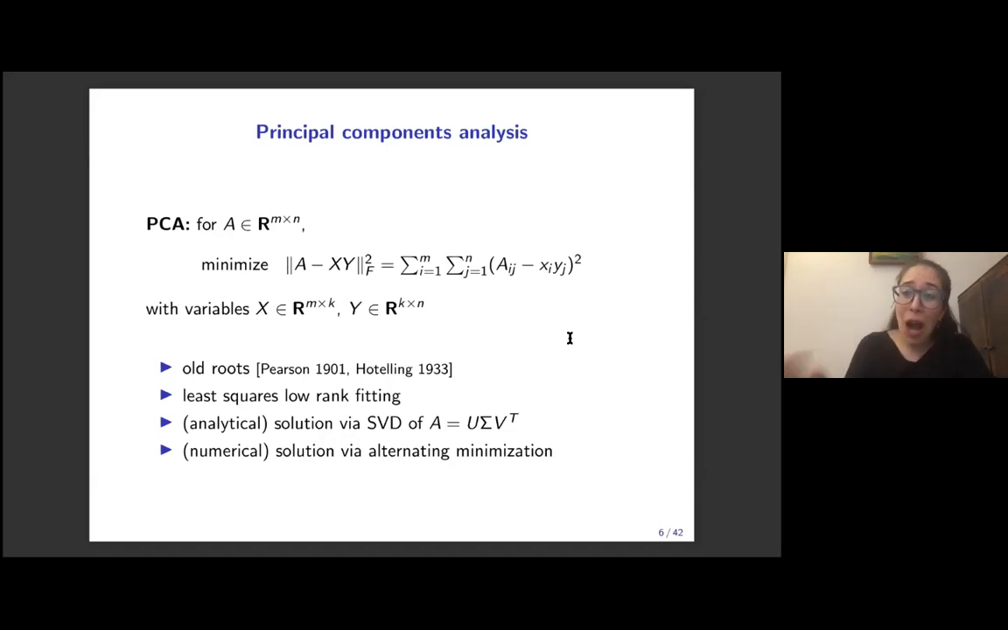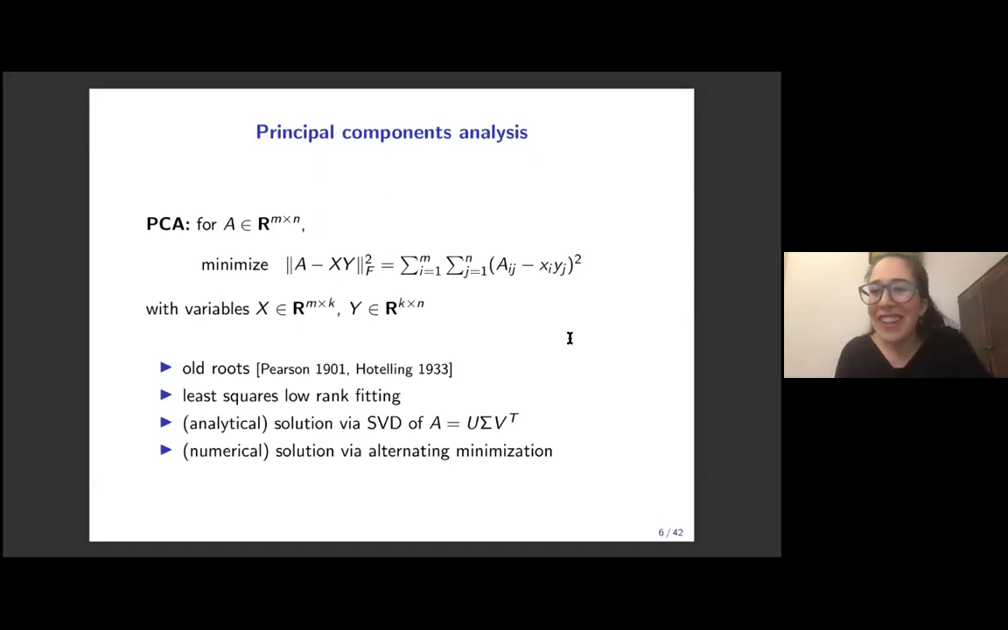Probably the best reason, certainly the original reason, is that it gives you a problem that's a lot easier to solve. And as a result, people have been solving this problem for over 100 years. Pearson first proposed this in 1901. Hotelling coined the name in 1933. You could think of it as least squares low rank fitting.